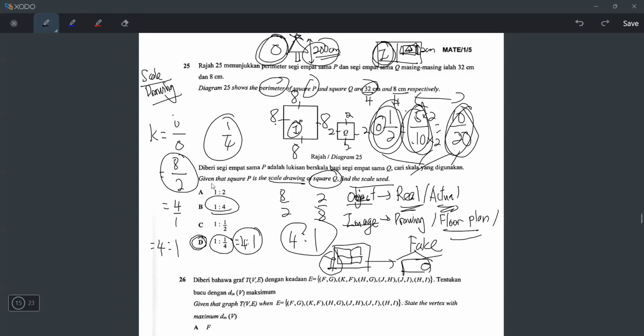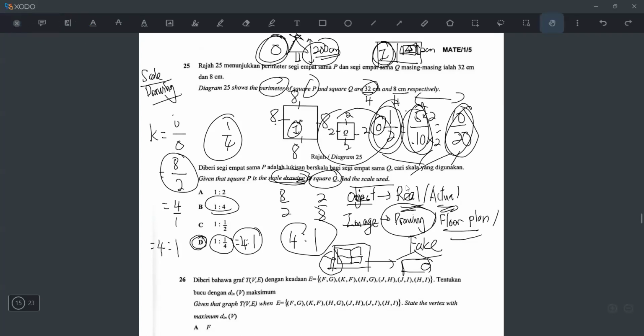Okay. So if they say given that square P is a scale drawing of Q, can you see the word drawing? The keyword here, drawing. So we all know it means P is just a drawing. Q is the actual one, the real one. But P is just a drawing. It's like a map lah. It's just a map. It's the fake one. That's why P is the image, Q is the object.